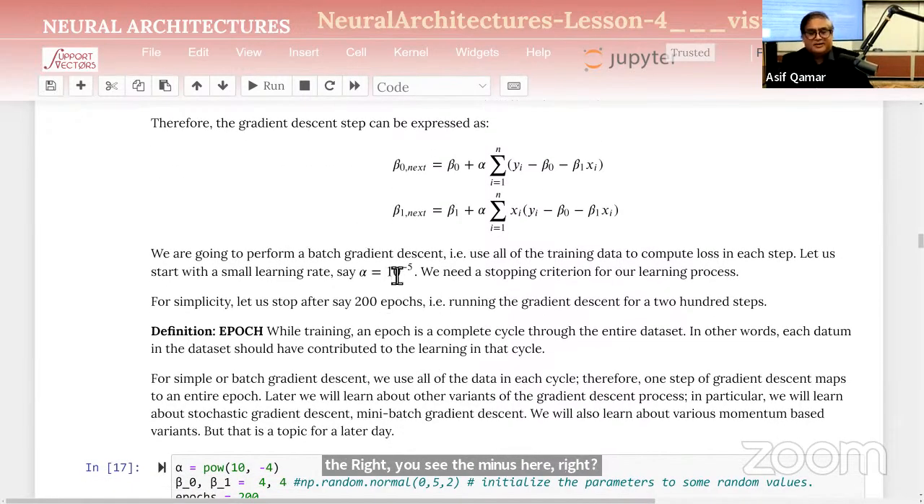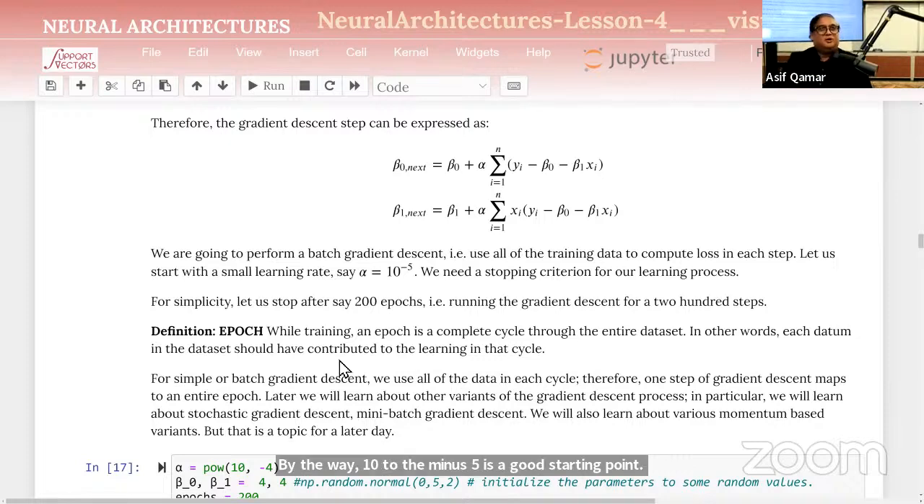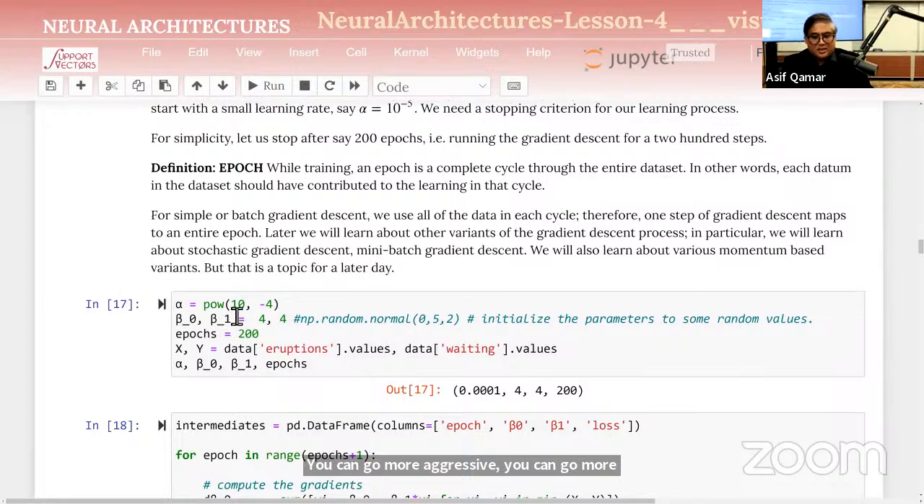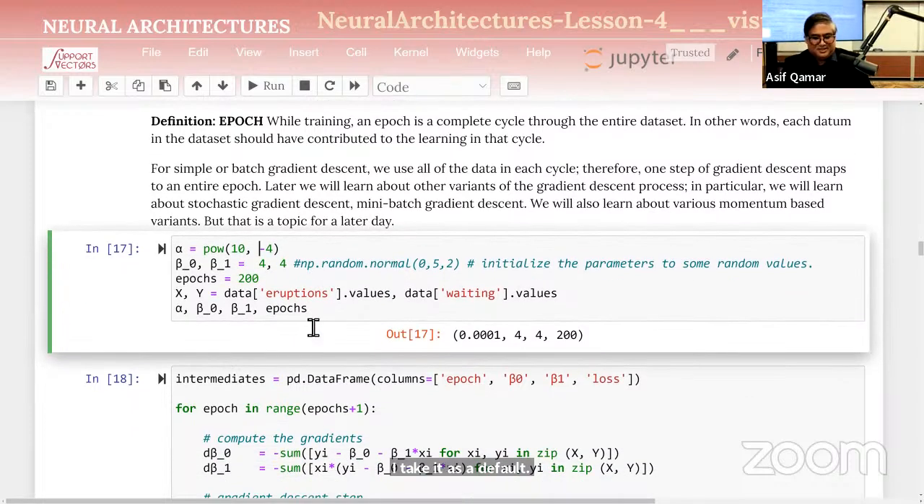And so we take a learning rate of 10 to the minus 5. By the way, that's about as big a step as a little ant can take, I suppose. 10 to the minus 5 meters. By the way, 10 to the minus 5 is a good starting point. You can go more aggressive, you can go more conservative. I take it as a default. Oh, by the way, in this example, I must have been in a hurry. I took it 10 to the minus 4 eventually.